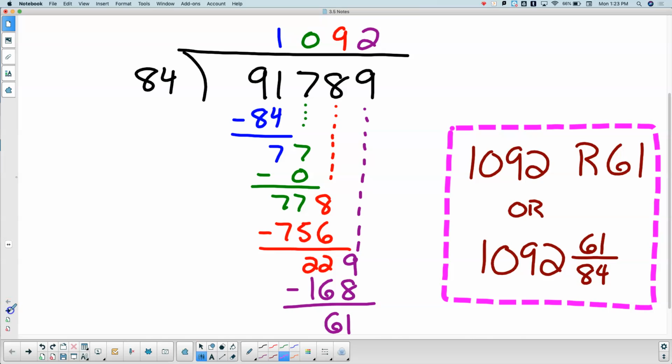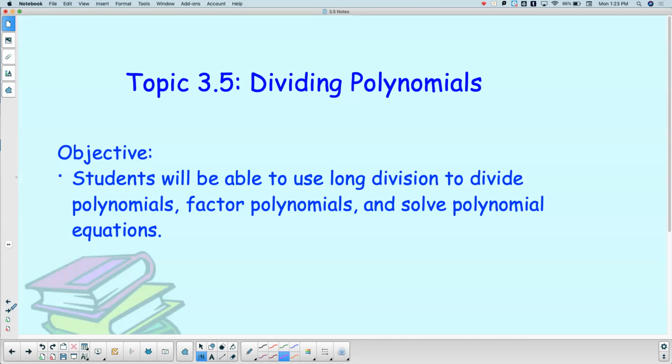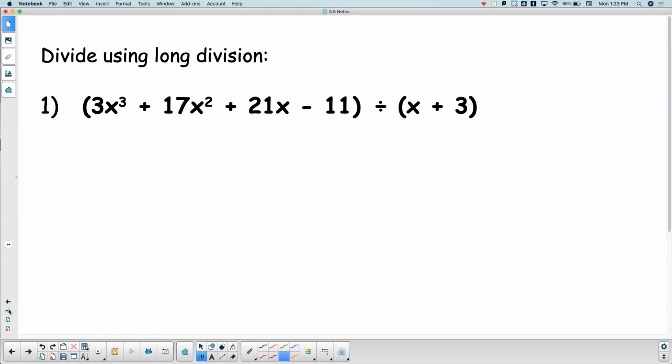We are going to be dividing polynomials today. And so we're going to use long division today. We're going to want to do that because we want to get to the point where we can divide out polynomials, factor polynomials, and solve polynomial equations. And that's what we want to get to today. So, in order to do that, we're going to use long division.